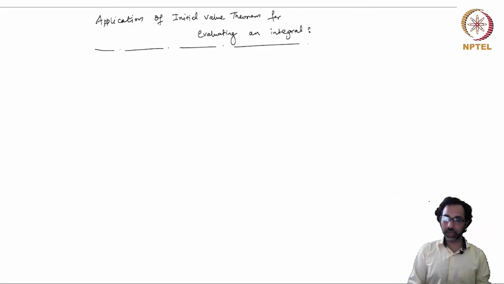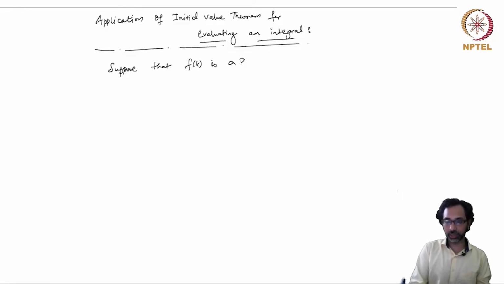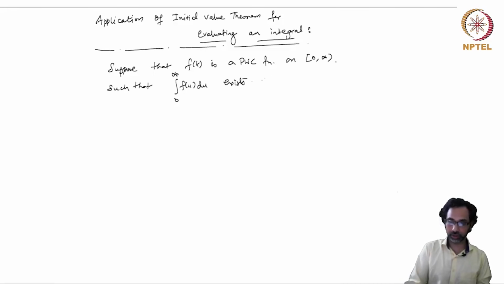Now let us look at an application of the initial value theorem for evaluation of integrals. Suppose that f(t) is a piecewise continuous function on the interval 0 to infinity, such that the improper Riemann integral from 0 to infinity of f(u) du exists. So this is an improper Riemann integral.